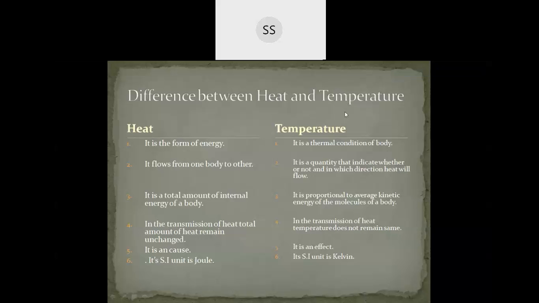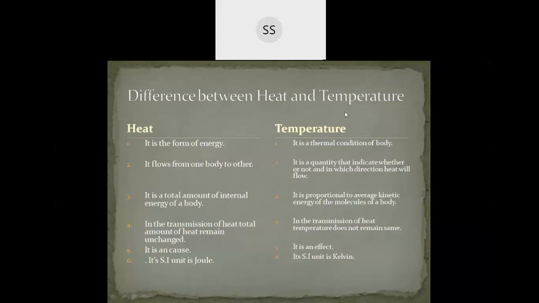The third difference is heat is the total amount of internal energy. For temperature, it is proportional to the average kinetic energy of the molecules of a body. Okay, so heat is the total energy and temperature is the kinetic energy.